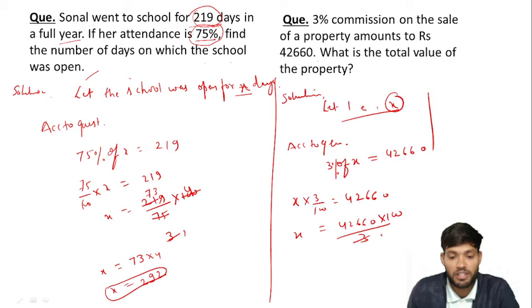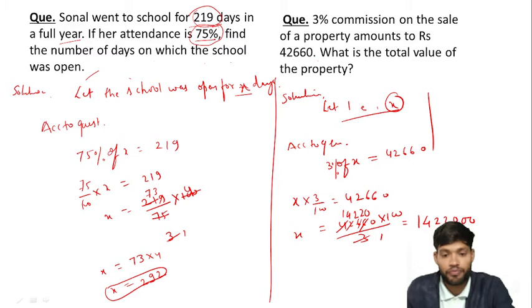Now 3 1s are 3, 3 1s are 3, 3 4s are 12, 2s are 6, 2s are 6 and 0. So the total value of property will be, hence the total value of the property will be 14,22,000.